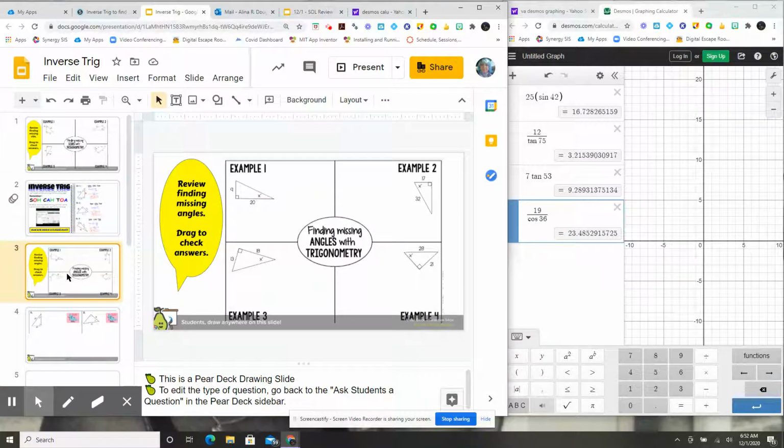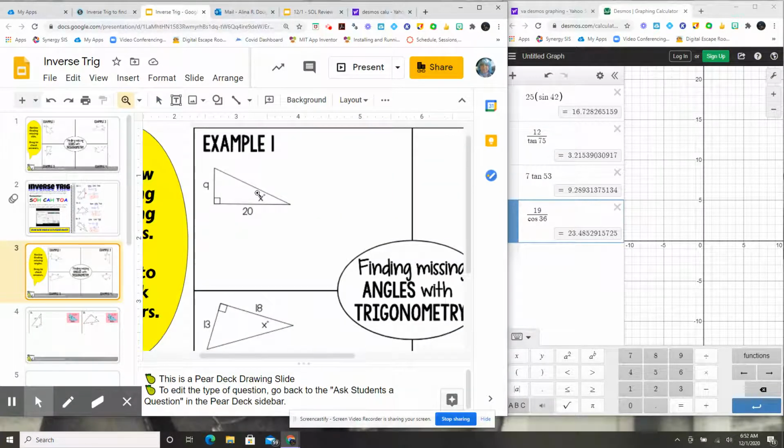For inverse trig, we're still going to use sine, cosine, and tangent, but we're going to do inverse. So here, the difference is we're looking for an angle. I'm going to zoom in again. I'm looking for that angle x, right? So because I'm looking for an angle, we're going to start the exact same way. We're going to go opposite, hypotenuse, and adjacent. So CA and TOA.